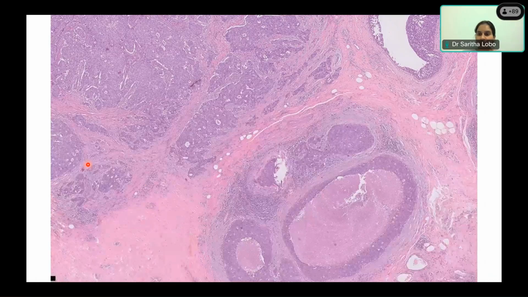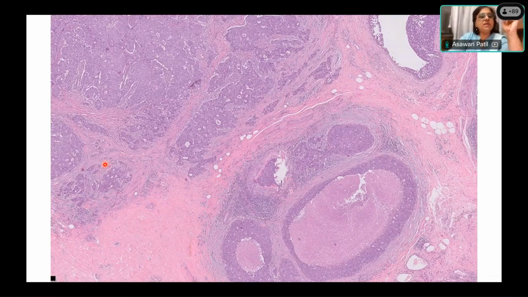Ma'am, do we have to report DCIS with foci of invasion in core biopsy, or can we give it as micro-invasive in core biopsy, or should we wait for the excision? Core biopsy will report both. You say there is microinvasive carcinoma and there is DCIS. And DCIS you also give.